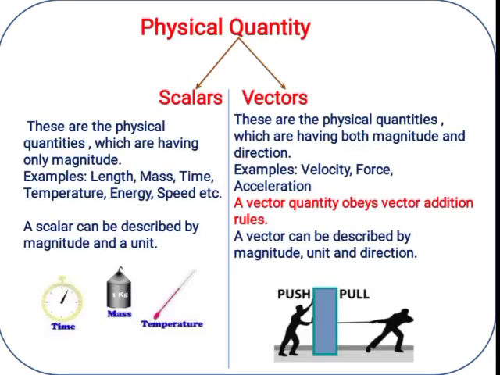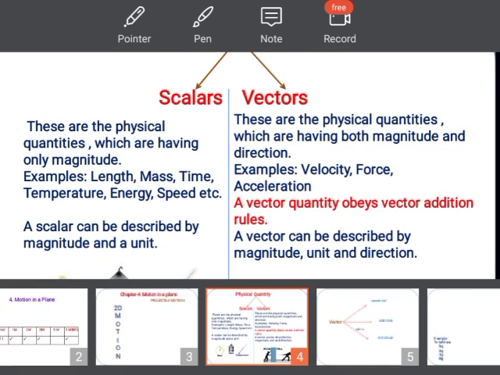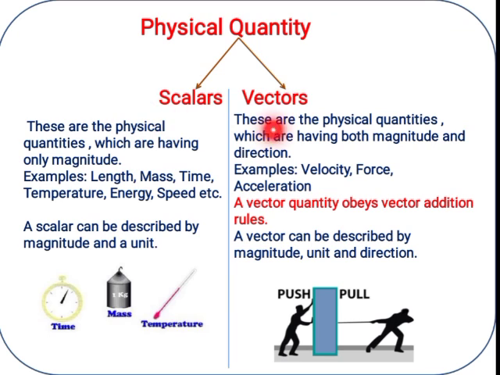What is scalar and what is vector? Physical quantities are basically divided into two types. First one scalars, second one vectors. Scalars are the physical quantities which have only magnitude. Magnitude means in general it is a number. Examples: length, mass, time, temperature, energy, speed, etc.